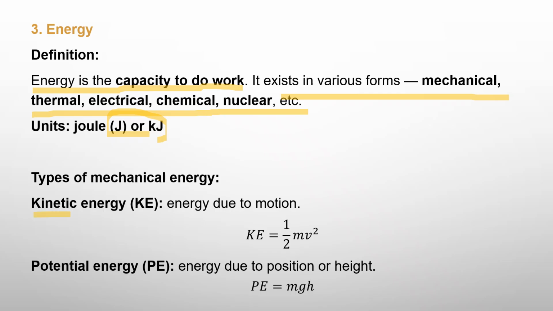If we talk about kinetic energy, that is energy due to motion, and kinetic energy equals 1 half m v square. Whereas potential energy, which is denoted by PE, is due to position or height, and it equals m g h.